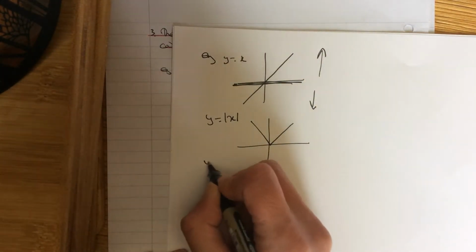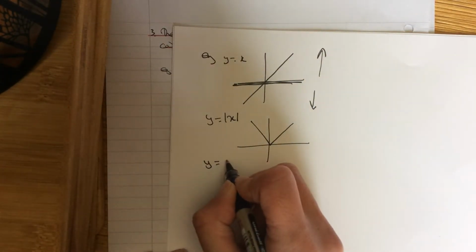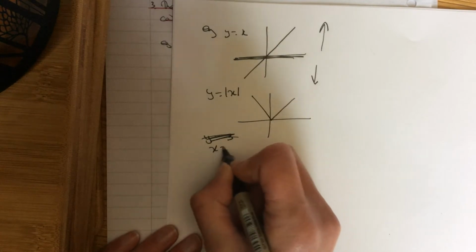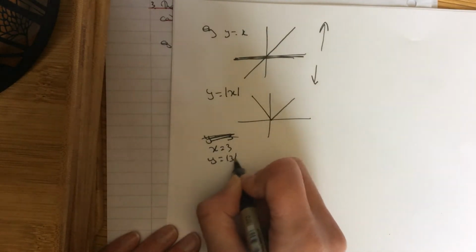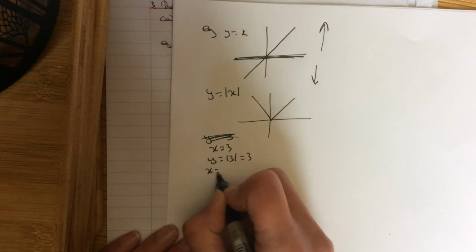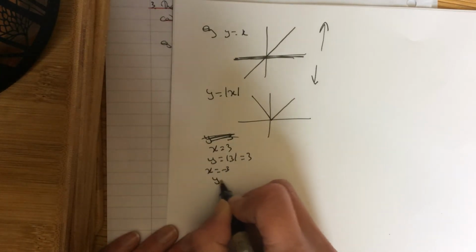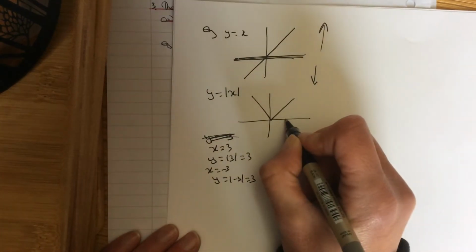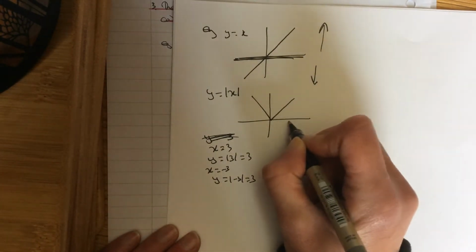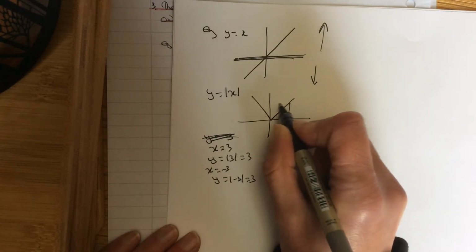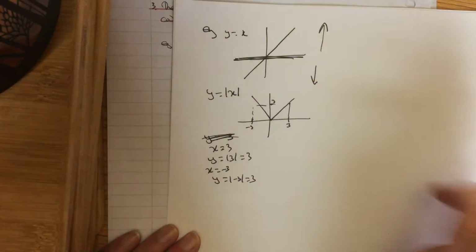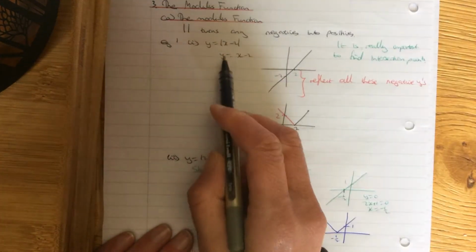Now, so if I had y equals 3, and I want, sorry, I'll try and explain this. If x is 3, the modulus of 3 is still 3. If x is minus 3, the modulus of minus 3 is also 3. Okay, so if x is 3, y is 3. And if x is minus 3, y is also 3. Now let's see that in the example here.